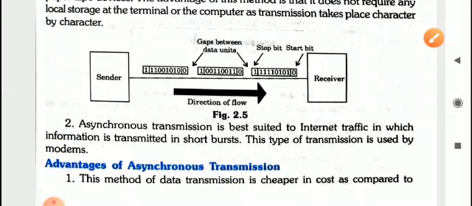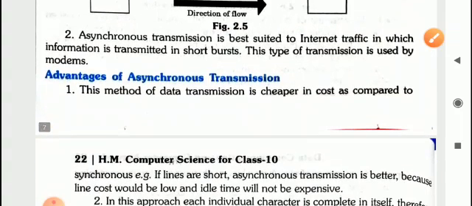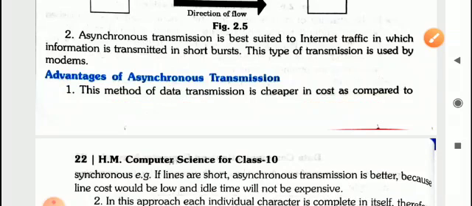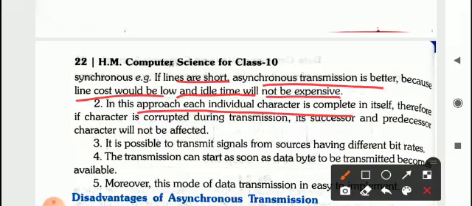Now you can see the diagram of it. You can see each bit of data is separated. There is a separation in each. Then the advantages of asynchronous transmission. This method of data transmission is cheaper in cost as compared to synchronous. If the lines are short, asynchronous transmission is better because line cost would be low and idle time will not be expensive. In this approach, each individual character is complete in itself.